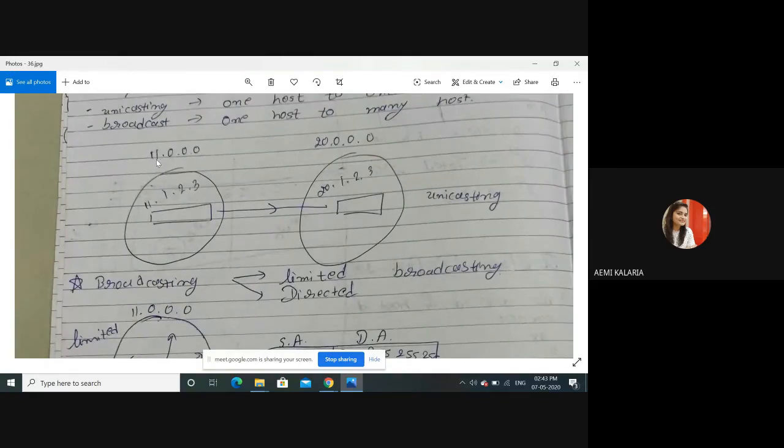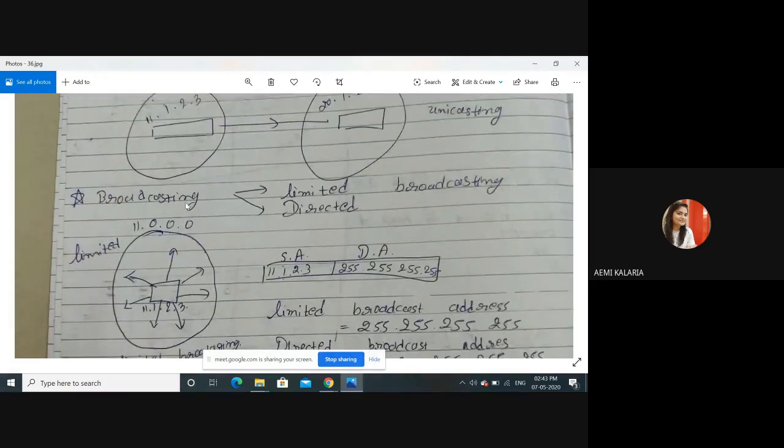So let's say this is unicasting. This is my network, 11.0.0.0. This is my network ID. Inside the network, 11.1.2.3. This is my host ID. Host, right? This is my host. Same thing is applicable over here. 20.0.0.0. This is my network ID. This is the whole network. Inside the network, 20.1.2.3. This is the host ID, right? So if this host wants to transmit something to this particular node only, 20.1.2.3, then we can call it unicasting, one to one communication, right?